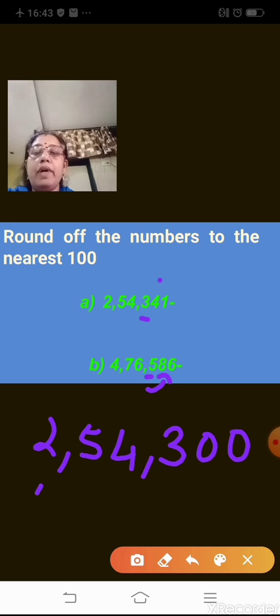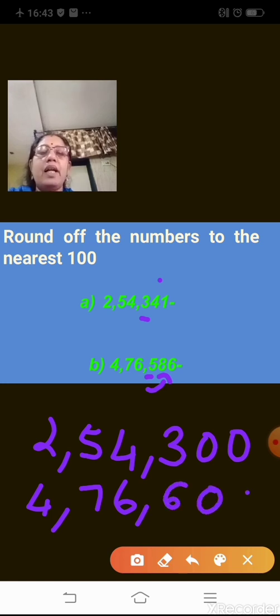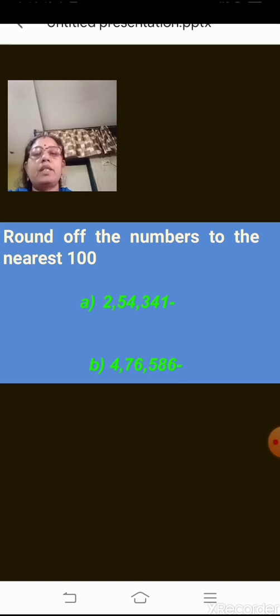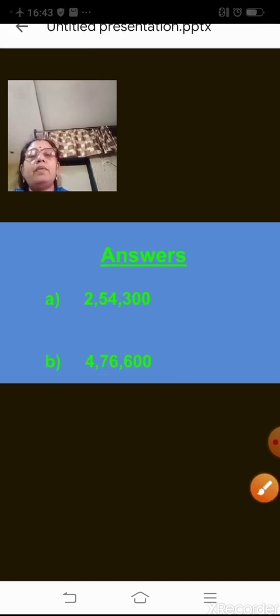So while rounding off, your number will become 4,76,000. Now this 5 will become plus 1, 6, and in the tens place and in the ones place you will put a 0. So while rounding off, it will become 4,76,600. So understood how to round off a number to the nearest 100? Yes. So your answer is 2,54,300, and for the second one it is 4,76,600.